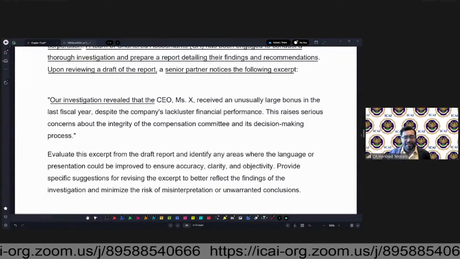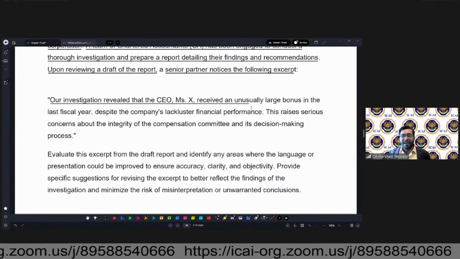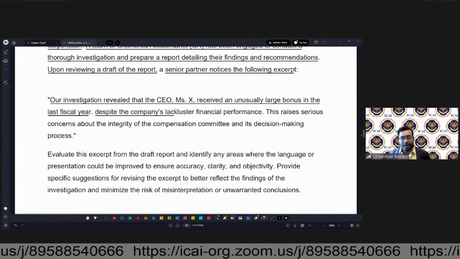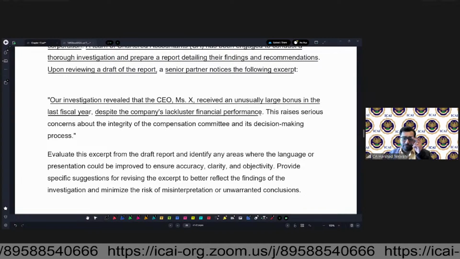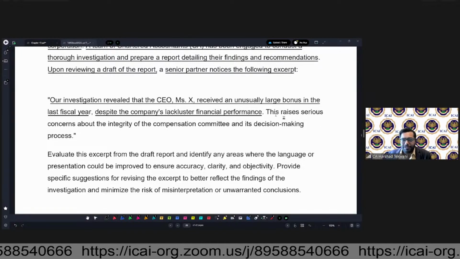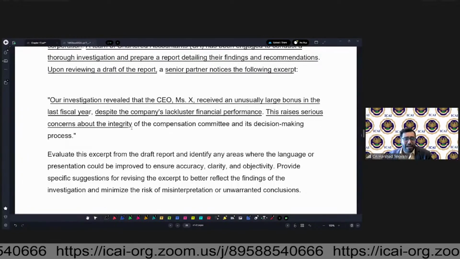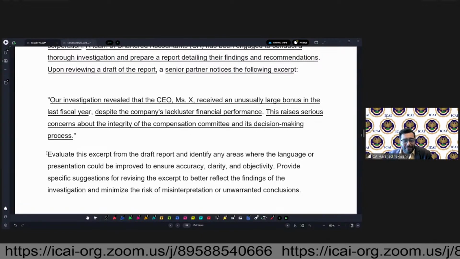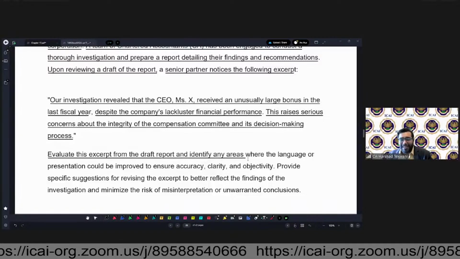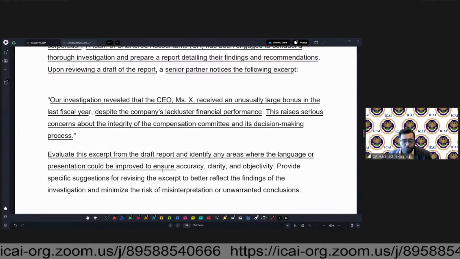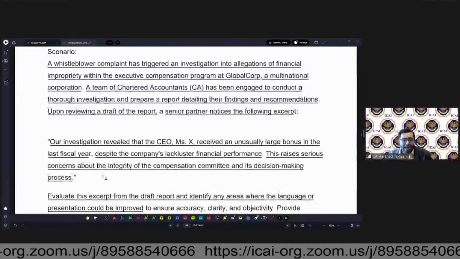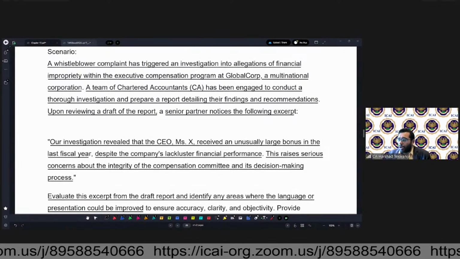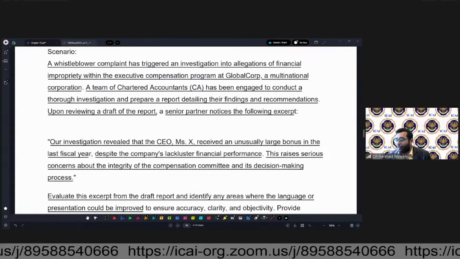Our investigation revealed that the CEO, Ms. X, received an unusually large bonus in the last fiscal year despite the company's lackluster financial performance, meaning a lack in financial performance. This raised serious concerns about the integrity of the compensation committee and the decision making process. Now, you need to evaluate this excerpt from the draft report and identify any areas where the language or presentation could be improved, to improve accuracy or understanding, to avoid lack of clarity, objectivity, and accuracy.